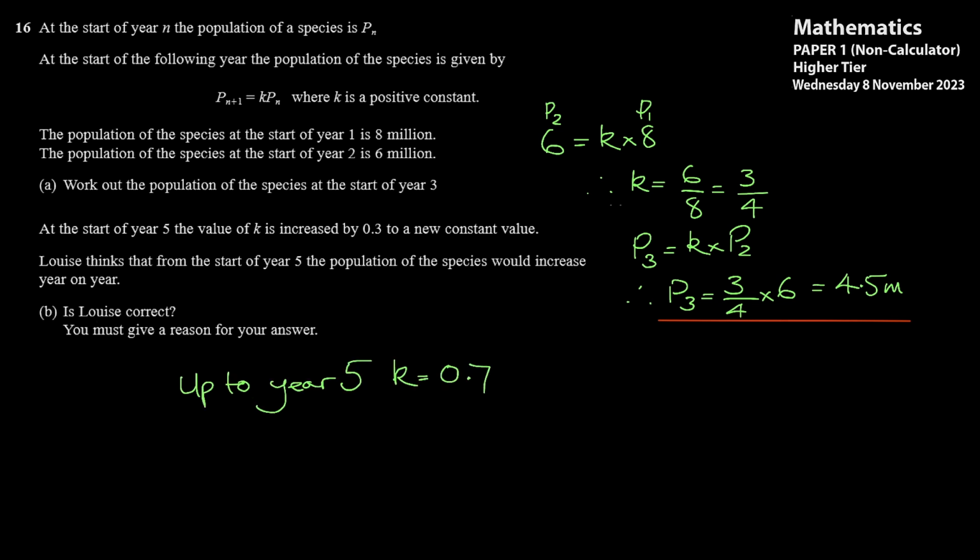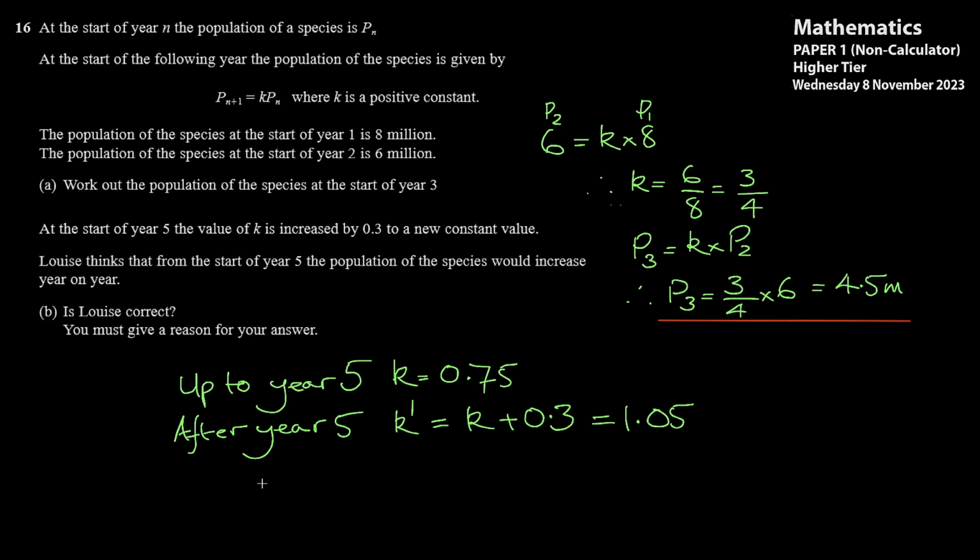So putting those facts down, up to year 5, k is equal to 0.75. And Louise says that after year 5, we've got a 0.3 increase to k. And we can express that by saying the new k, k dashed, is equal to the old k plus 0.3. Now, k being 0.75, this gives a value for the new k of 1.05. And as I alluded to earlier, if you have a k of greater than 1, your population will go up. So, yes, she is correct.